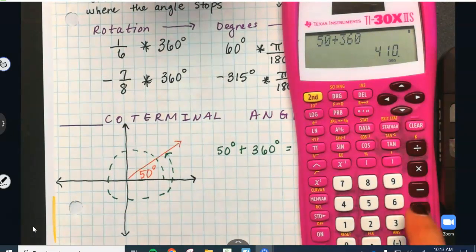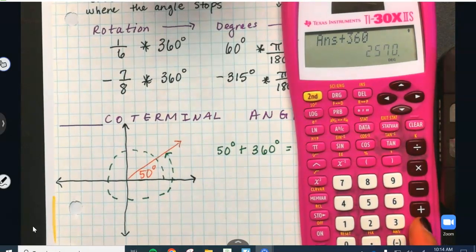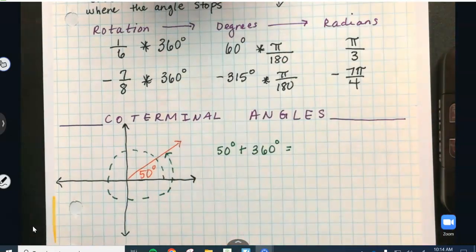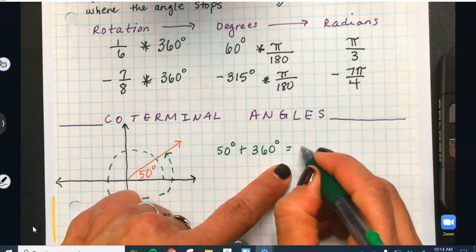Look, I could add another 360 and get 770. That's another coterminal angle. I could just keep adding 360. All of these are coterminal angles. I could do this forever. So there's an infinite number of coterminal angles for any angle.